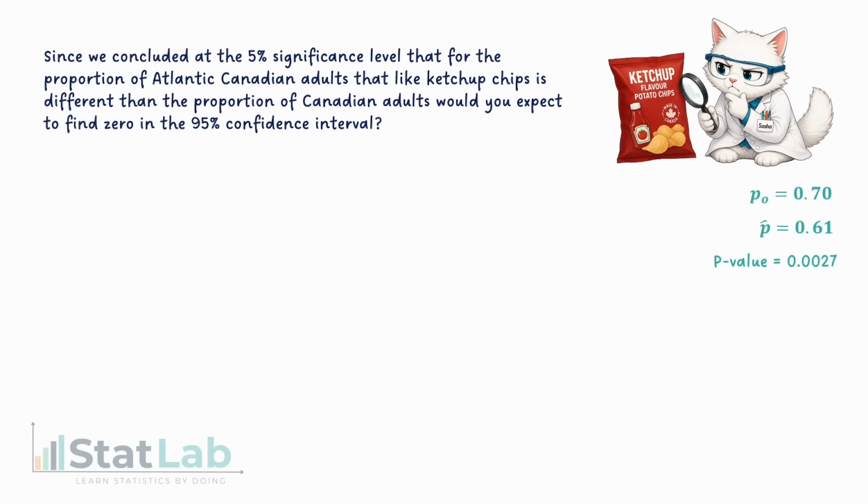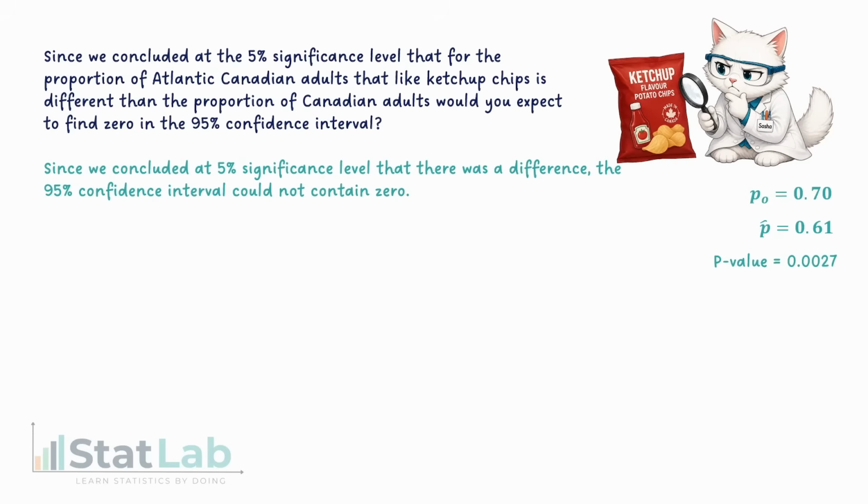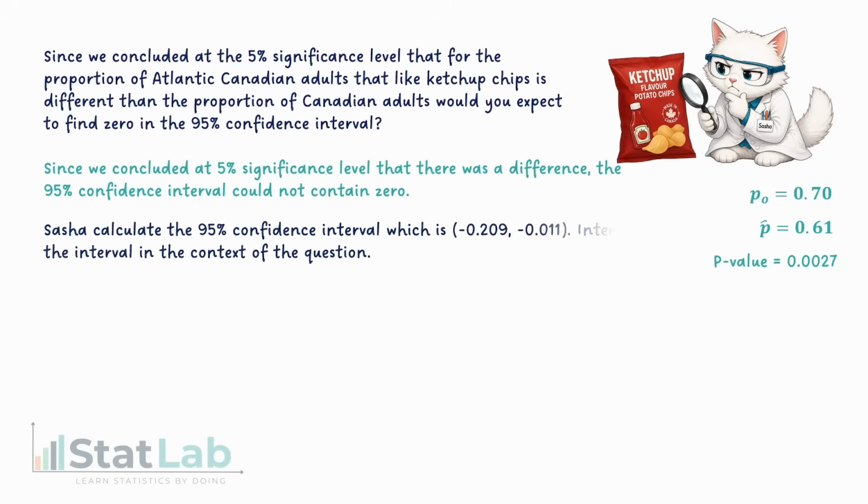Now, would you expect to find 0 in a 95% confidence interval? It's very important to understand the connection between significance and a confidence level. I mentioned this in the last video, but whatever a 5% significance test says, the 95% confidence interval must agree with it. So since we concluded at the 5% significance level that there was a difference, the 95% confidence interval could not contain 0, because that would mean that 0 difference is a possible answer, and we've concluded that it's not a possible answer.